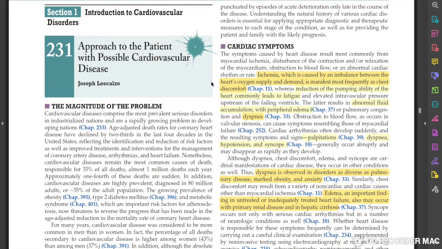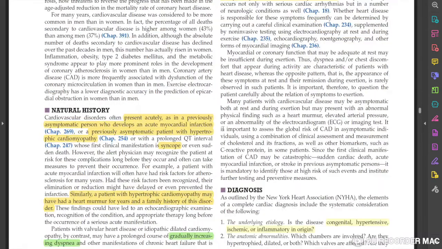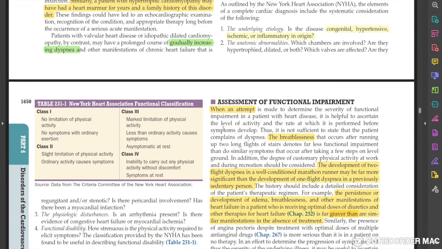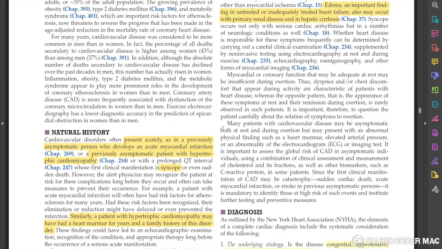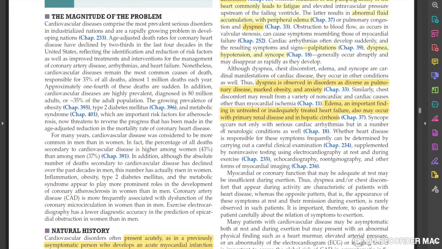Okay, so the first thing is the approach to the patient with a possible cardiovascular disease. The chapter is really very small, and there is nothing to mug up. This is all about understanding cardiology, basic symptomatology and the diagnostic approaches. The important thing in this is the NYHA classification that we will be discussing, and this is the new approach in which I have already highlighted the important things that we have to study in this chapter. First we will be reading these highlighted things, and after the chapter I have already made some notes, so we will be revising these things from the notes.